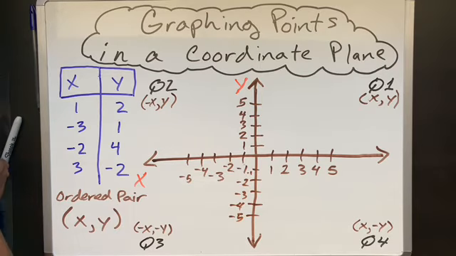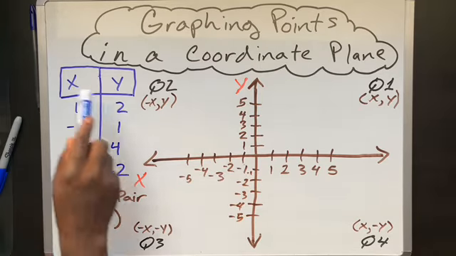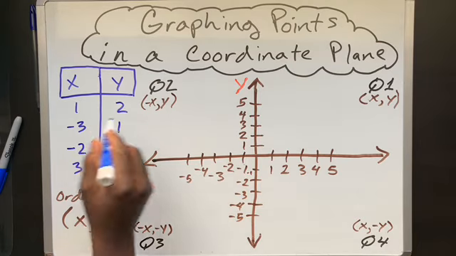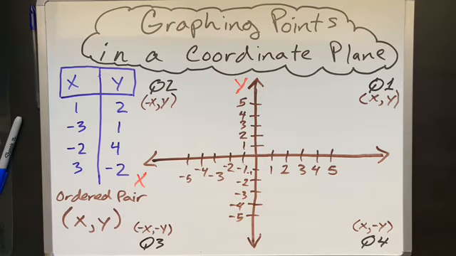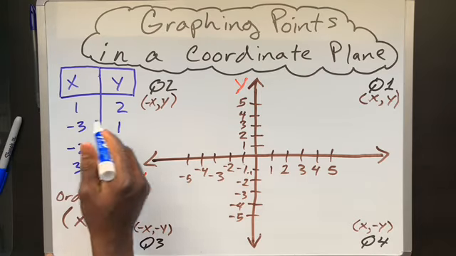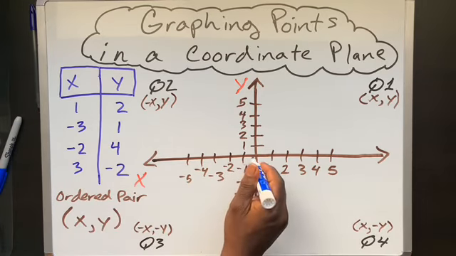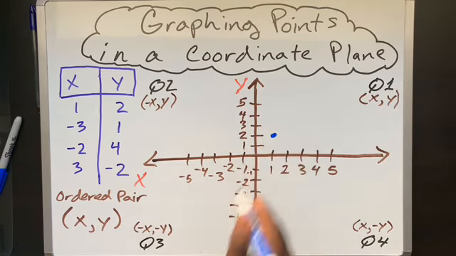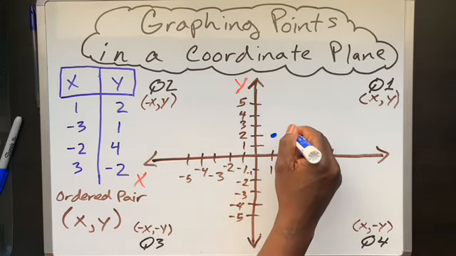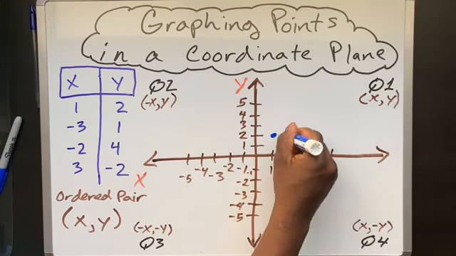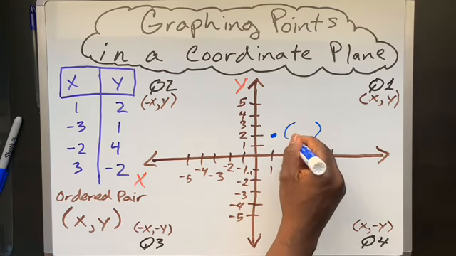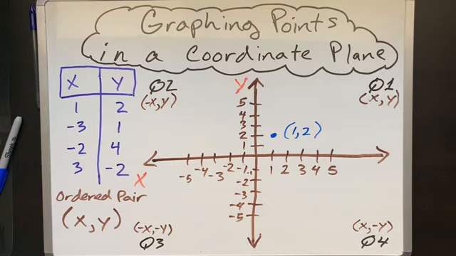All right, now let's go ahead and plot these points that we have over here. Sometimes I call it a T-table. So in plotting the first point, we have 1, 2. The X coordinate is 1. The Y coordinate is 2. Starting from the origin, we go over 1, up 2. Okay. And I'm going to write, so that's in quadrant 1. I'll write the coordinates for that. Your teacher may ask you to do that sometimes, 1, 2.